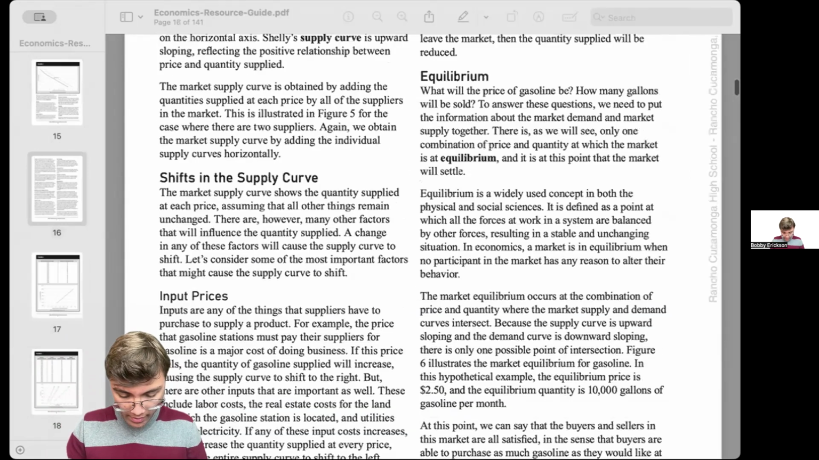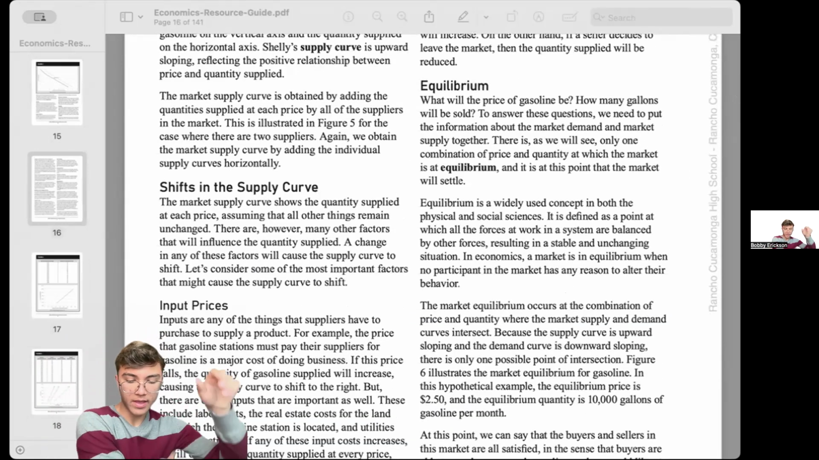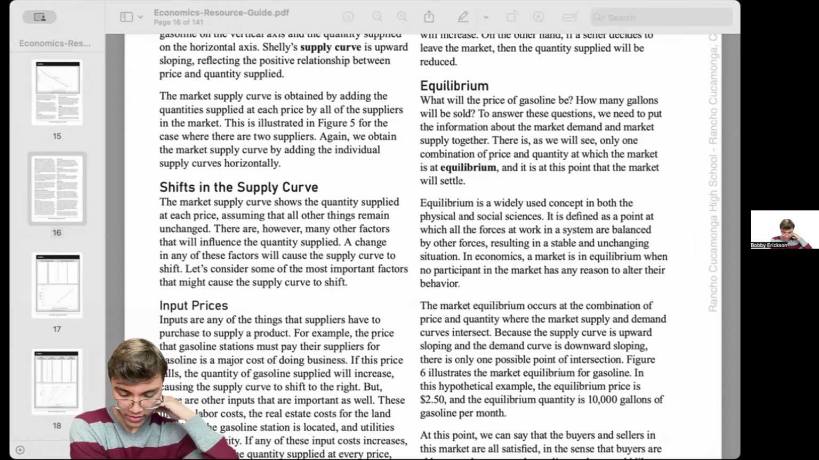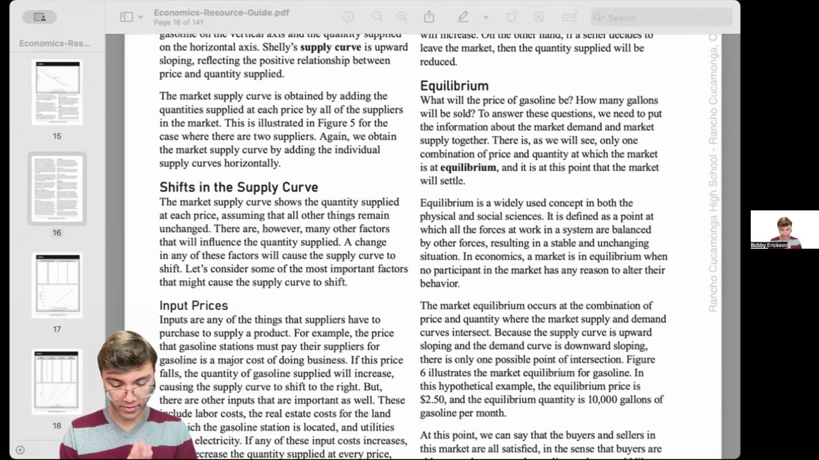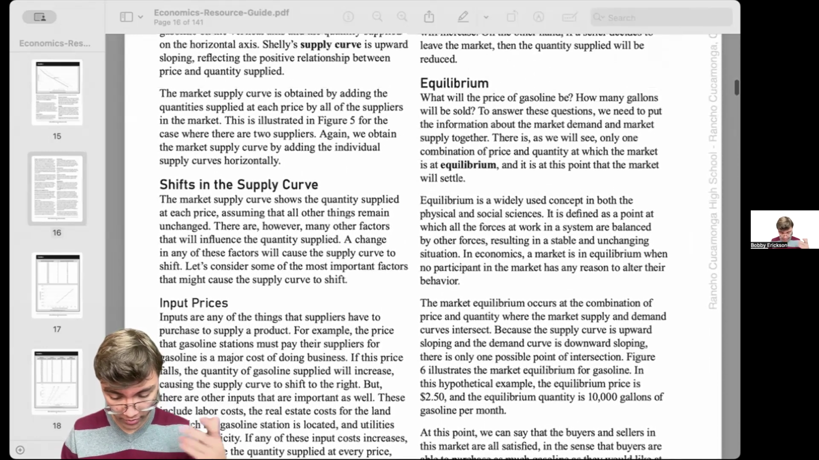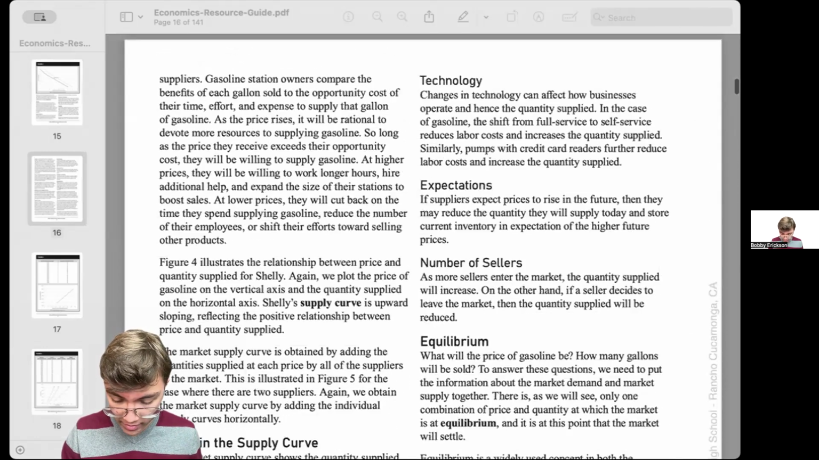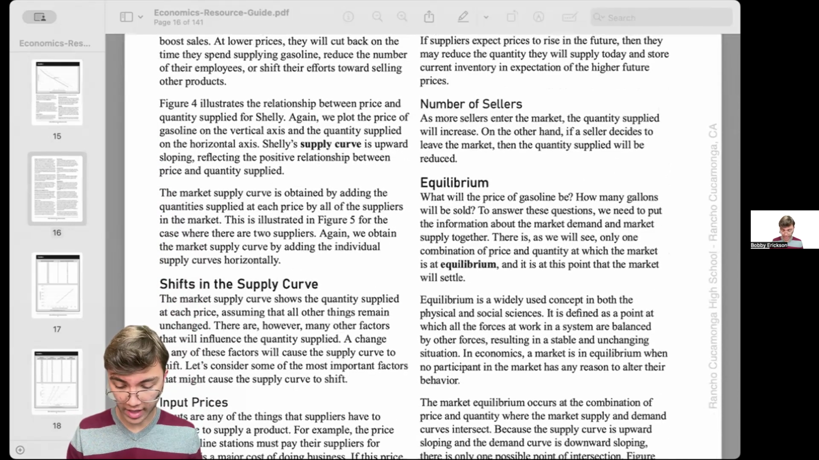So now if we go back up, we're going to start talking about shifts in the supply curve. Just like the demand curve, the market curve shows at each price the quantity that's willing to be supplied. However, there are other things that can influence the supply other than price. Some of the most important ones we're just going to go over before explaining them all in depth are input prices, technology, expectations, and number of sellers.